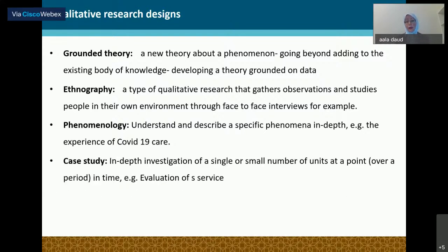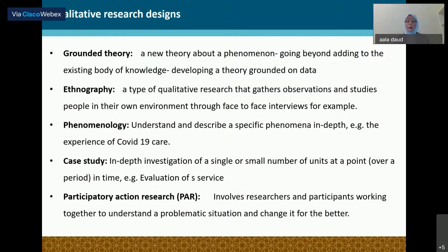Case study is an in-depth investigation of a single or small number of units at a point in time. So, for example, evaluating a particular service. Participatory action research, or PAR, involves researchers and participants working together to understand a problematic situation and try and change that for the better.